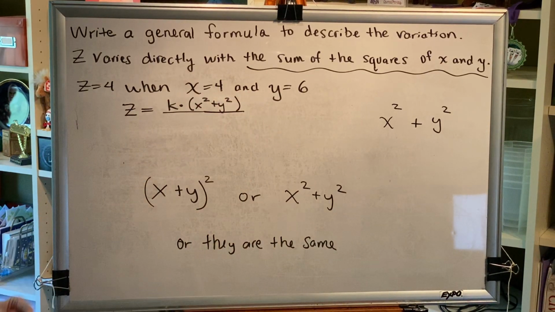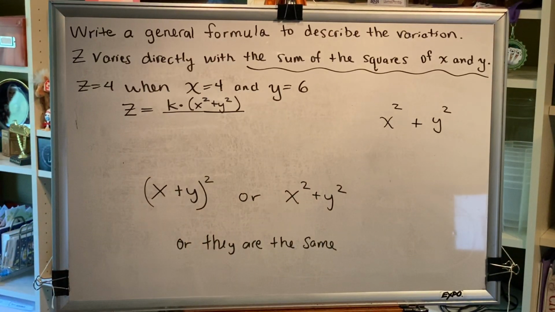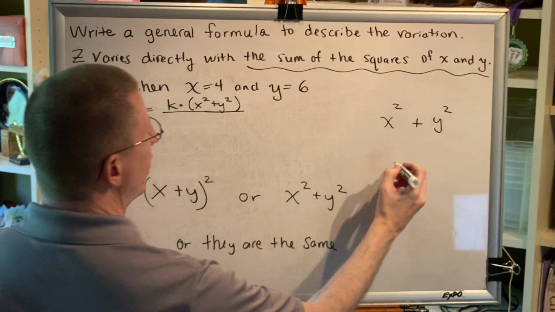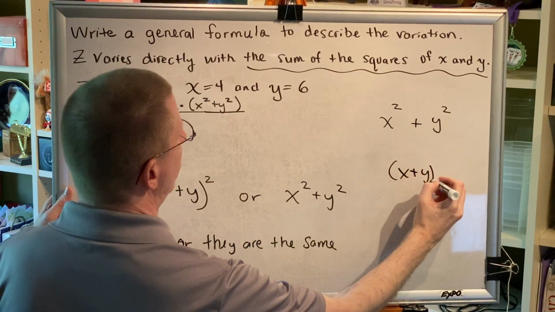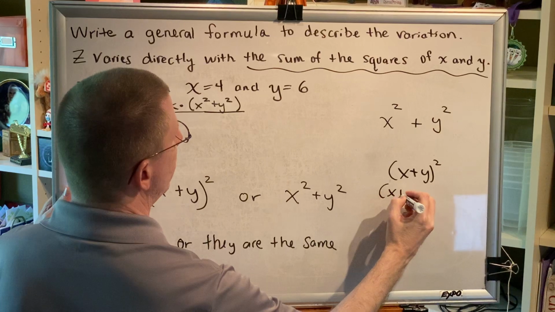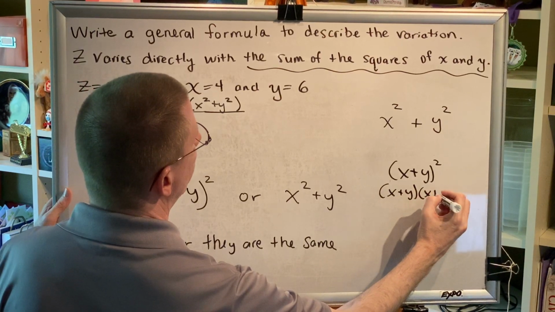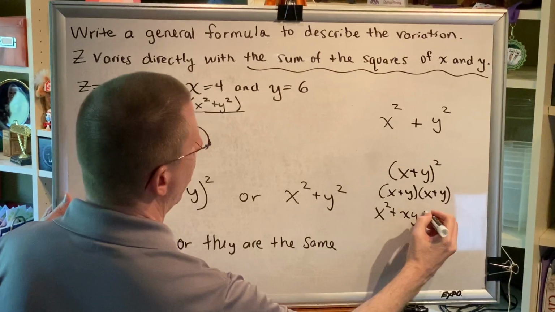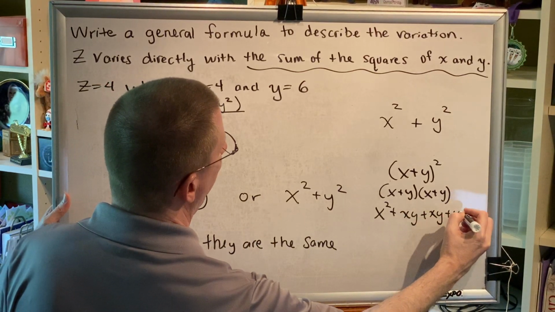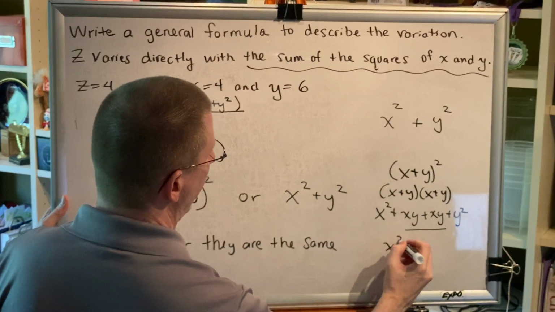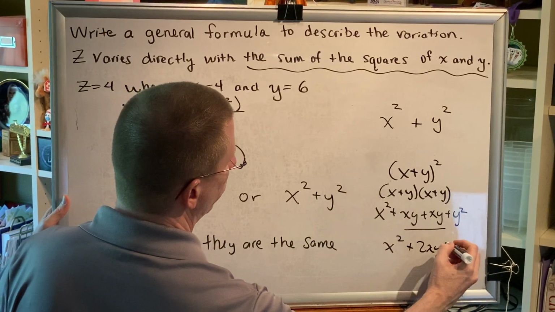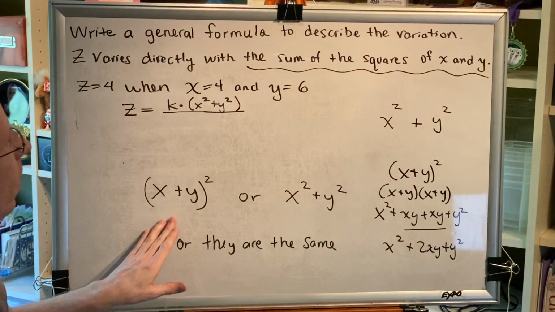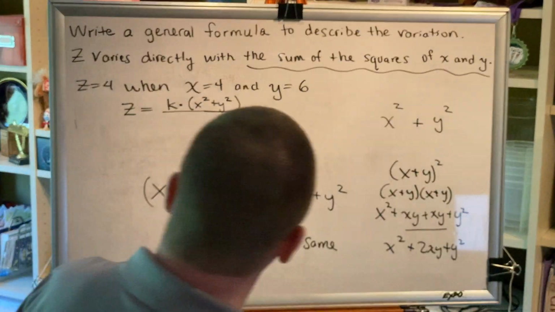Now, if you suspected that these were the same thing, and therefore that you could write either one, I would encourage you to think carefully about what an exponent means. An exponent tells me how many times to multiply a base by itself. So x plus y in parentheses squared would be the same thing as an x plus y times another x plus y. And I would use FOIL to multiply. I would get x squared plus xy plus xy plus y squared. And combining my like terms, I would get x squared plus 2xy plus y squared, which is clearly not the same as this. So these are different, and the one we want is this one. All right.